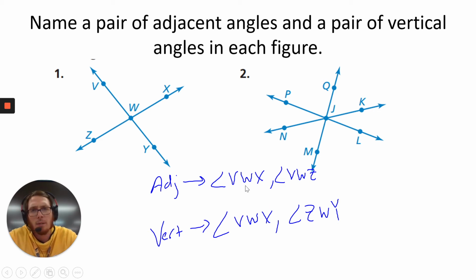Otherwise, you're going to have to use 3 points, and remember, the vertex has to be in the middle to be able to say that. The other thing that I've noticed students struggle with is when it says name a pair of adjacent angles, there's 2 angles given to you as an answer, because that makes the pair. So that's something you want to think about as you're dealing with some of those scenarios.